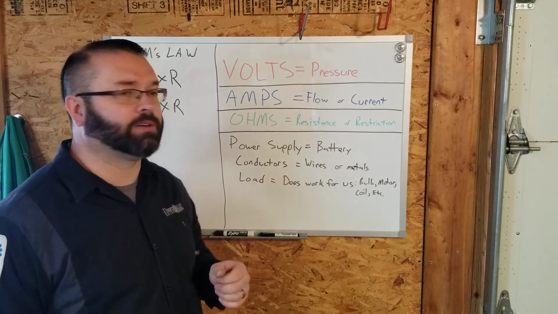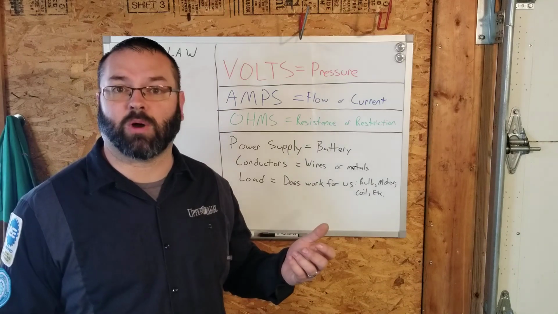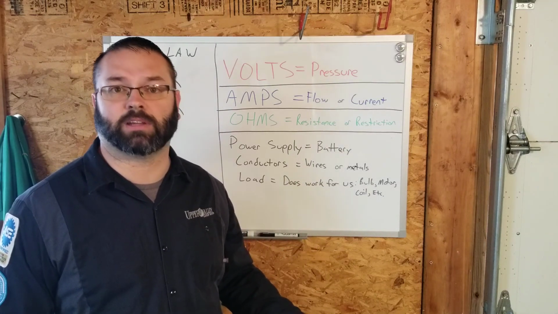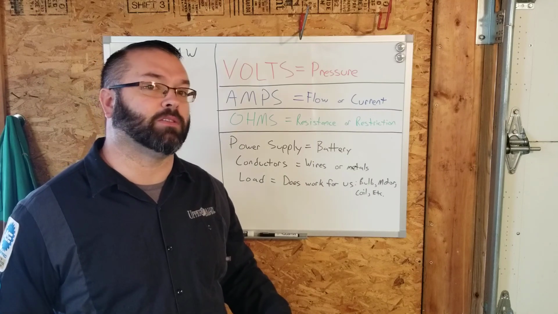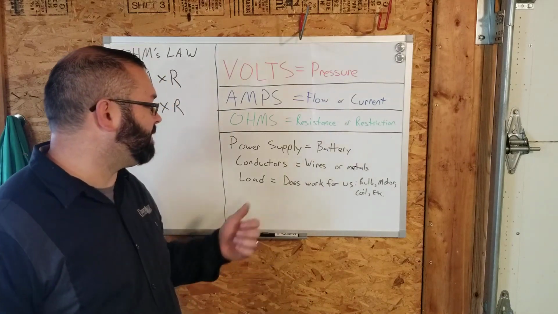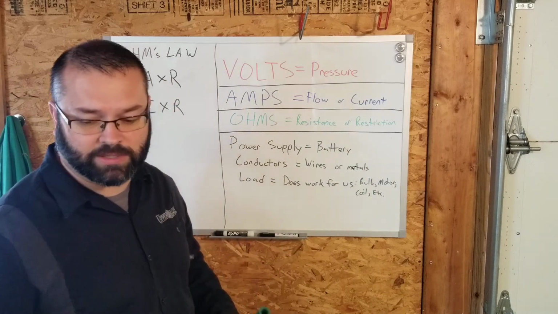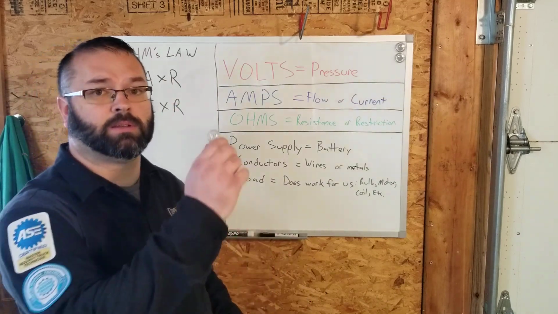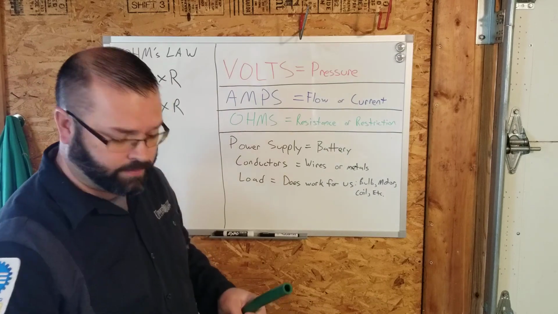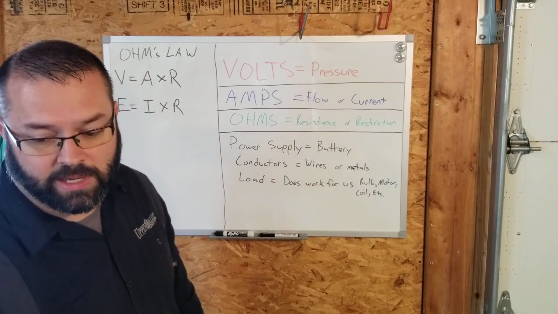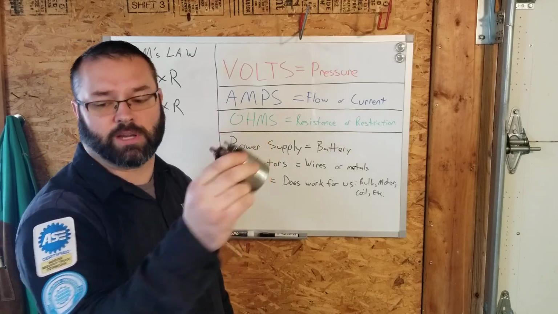We have conductors, which in the automotive world is usually wiring, and they'll use the chassis or the body of the car as a conductor. Oftentimes everything's grounded through the chassis. And then we have a load. The load does some kind of work for us. It can be something as simple as a light bulb, it can be a blower motor, or it could be a starter solenoid or a fuel injector.